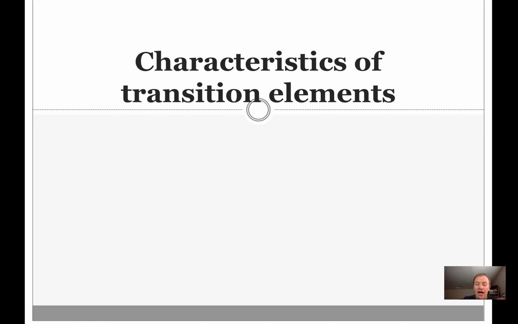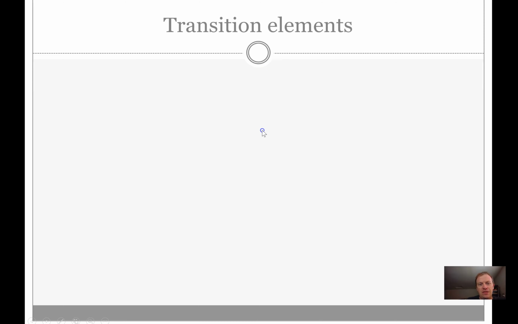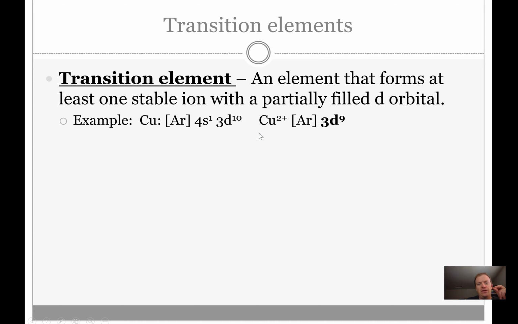So that's the oxides of period 3, and that's where IB has deemed that we need to know about those. And then what we're going to talk about now is the general characteristics of the transition elements. We've kind of talked about transition elements as the d block, that area in the center. It turns out the definition is slightly more complicated.